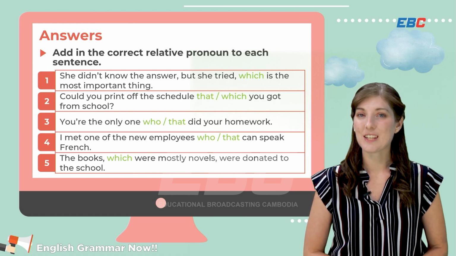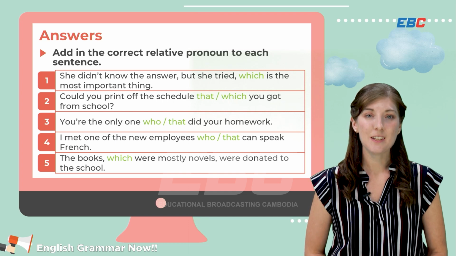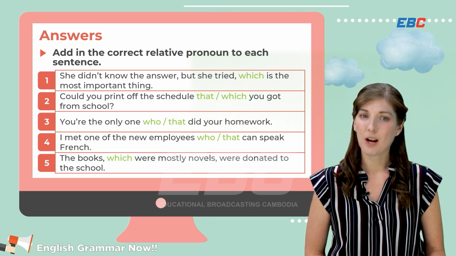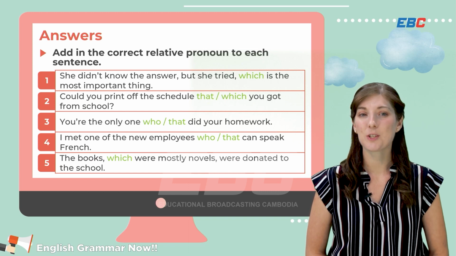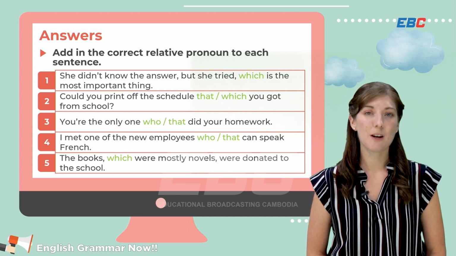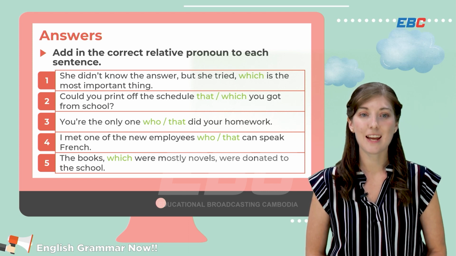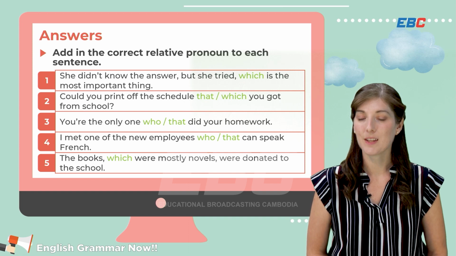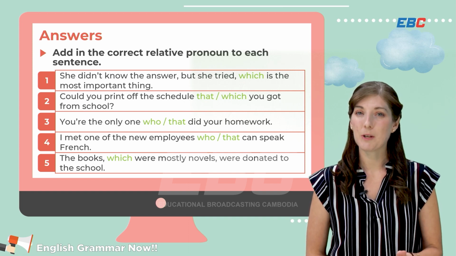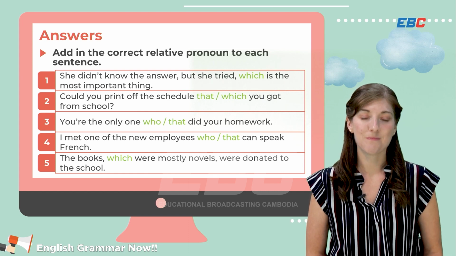Here's the answers to those missing words. For number 1, she didn't know the answer, but she tried, which is the important thing. Number 2, could you print off the schedule that you got from school? Or you could say, could you print off the schedule which you got from school? In informal speech, we're much more likely to choose that, but both of these are possible.